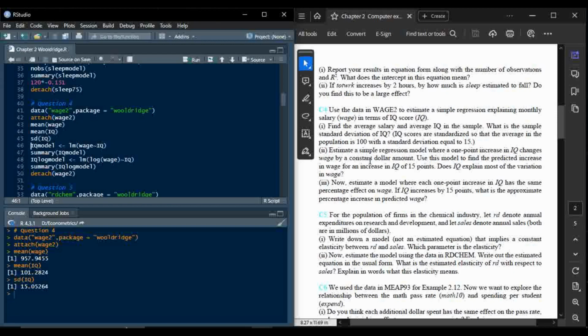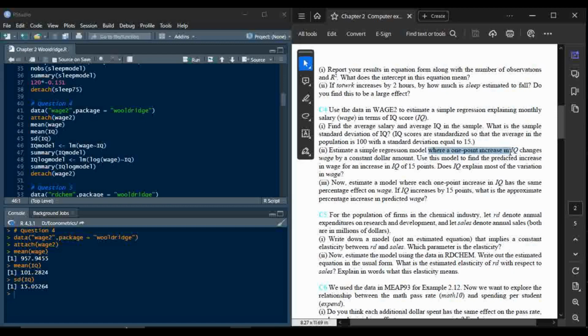Now the second question is: estimate a simple regression model where a 1 point increase in IQ changes wage by a constant dollar amount. This sentence is important. Now use this model to find the predicted increase in wage for an increase in IQ of 15 points. So this sentence means we have to use a level model. It means that all the variables will be in their natural form.